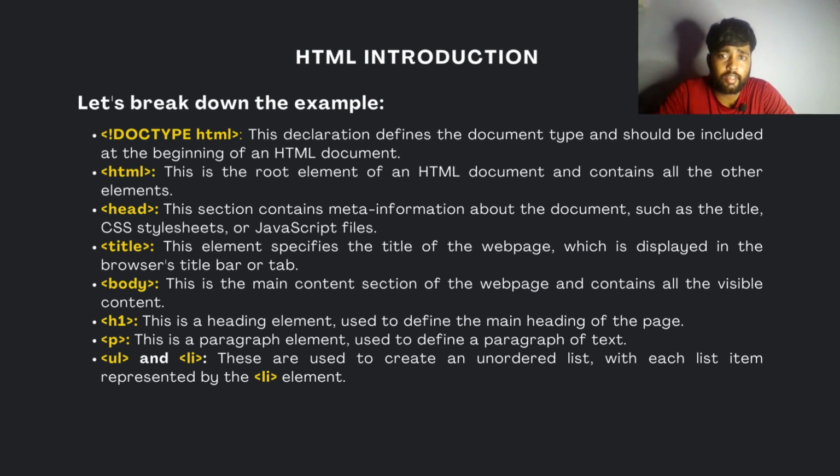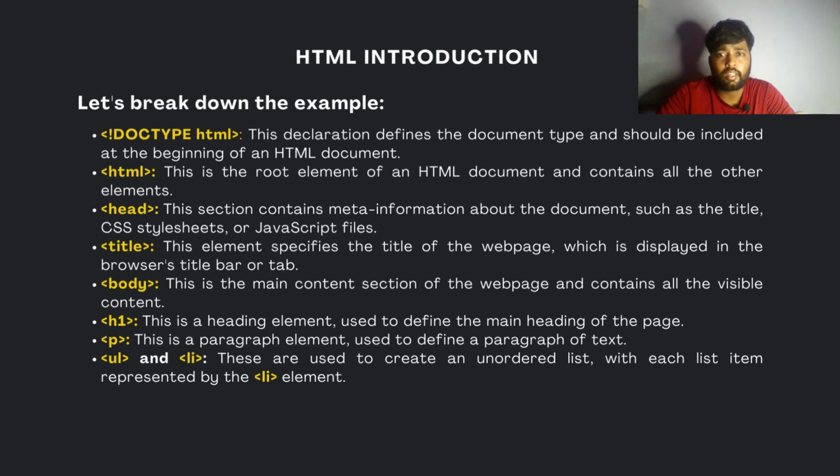Next tag, head tag. This section contains meta information about the document such as title, CSS style sheet, or JavaScript files also. And next tag is title. This element specifies the title of the web page, which is displayed in the browser title bar or tab. Next tag is body. This is the main content section of the web page and contains all the visible content.